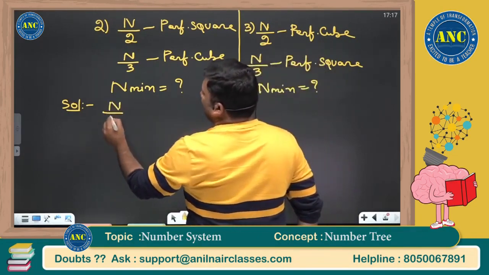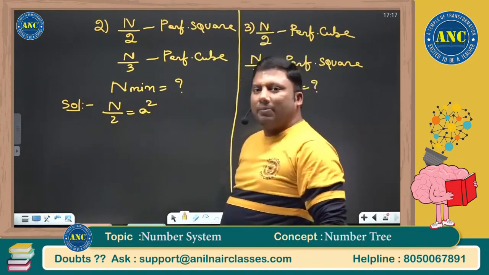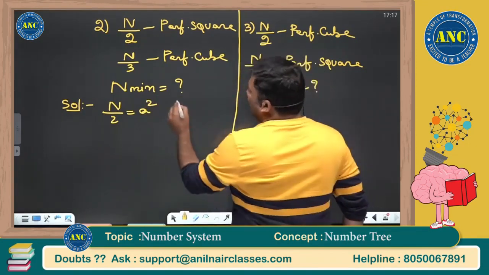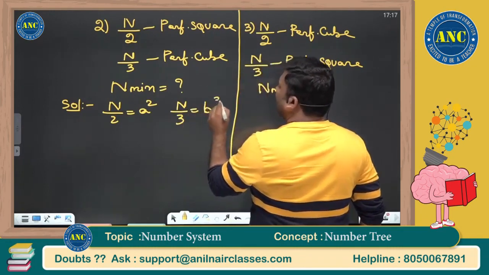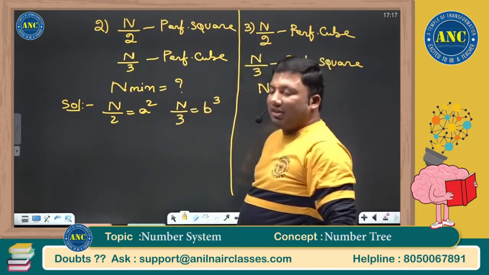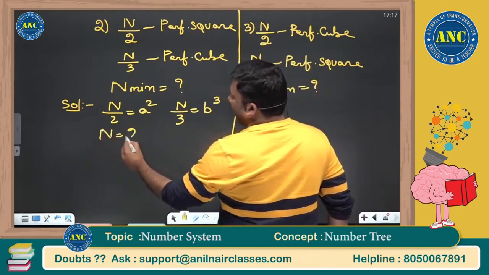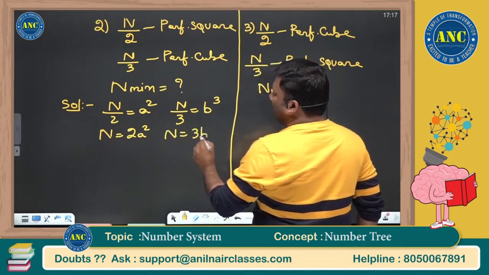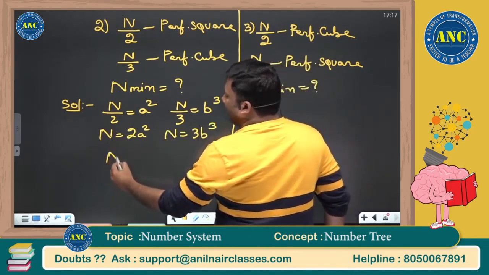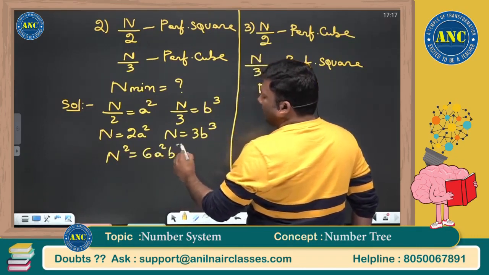n divided by 2 should be a perfect square. Any perfect square can be written as the square of a number. n by 3 is a perfect cube. Any perfect cube can be written in the form of a number to the power 3. So n is nothing but 2a square. Another, n is nothing but 3b cube. So if I multiply, n square is nothing but 6a square b cube.